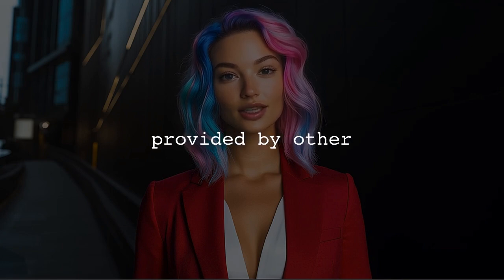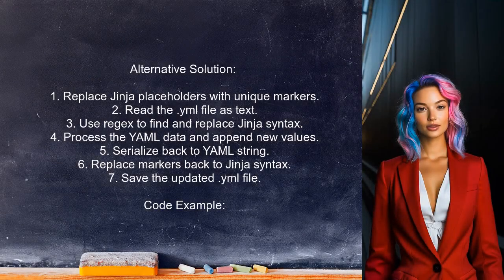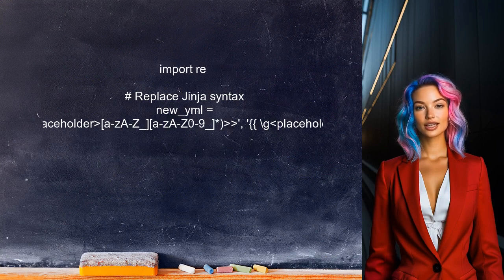Now let's look at the answers provided by other users. This user suggests a workaround for updating .yml files with Jinja syntax. First, they recommend replacing Jinja placeholders with a unique marker to avoid conflicts with YAML syntax. Then, you can read the file as text and use a regular expression to find and replace the Jinja syntax. After processing the YAML data, you can append new values and serialize it back to a string. Finally, replace the unique markers back to Jinja syntax before saving the file.